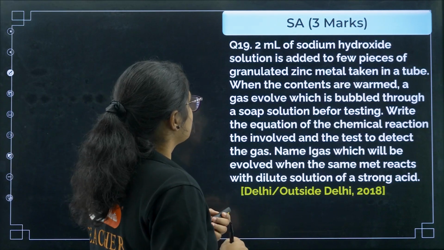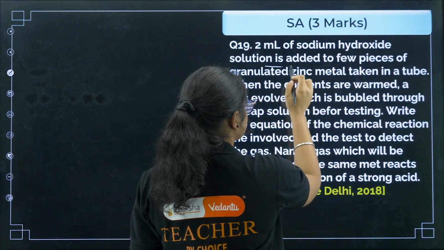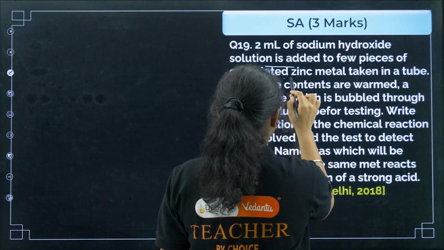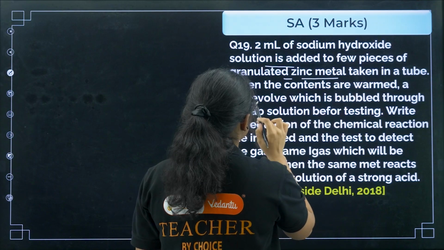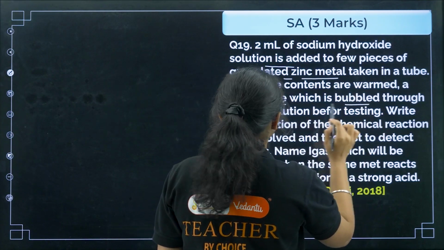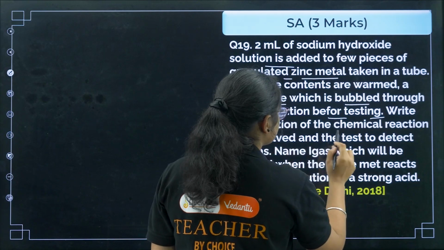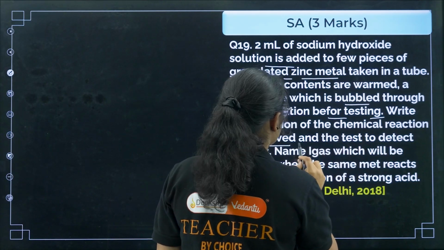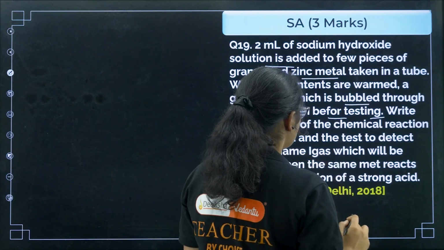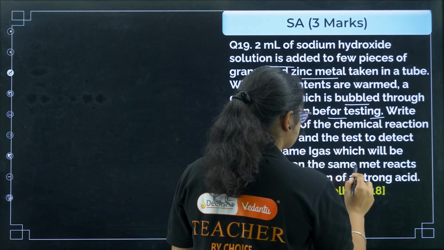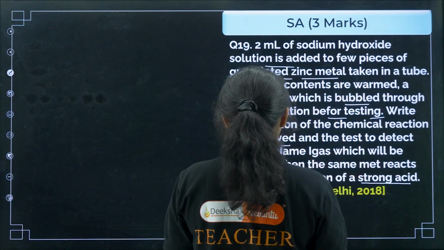Next is question number 19. We are discussing 3 marker questions now. 2 ml of NaOH solution is added to few pieces of granulated zinc metal taken in a tube. When the contents are warmed, a gas evolved which is bubbled through a soap solution before testing. Write the equation of the chemical reaction involved, and the test to detect the gas. Name the gas which will be evolved when the same metal reacts with dilute solution of a strong acid.